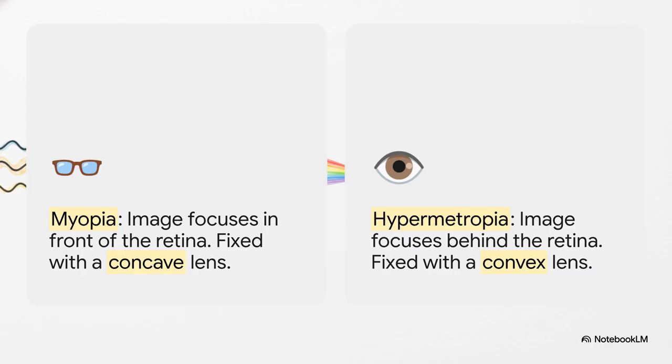To fix this one, we use a convex lens to converge the rays earlier. Now, if you ever get confused on the exam, just use this memory trick. My cat has pretty eyes. My cat simply stands for myopia needs a concave lens. Honestly, it works every single time.